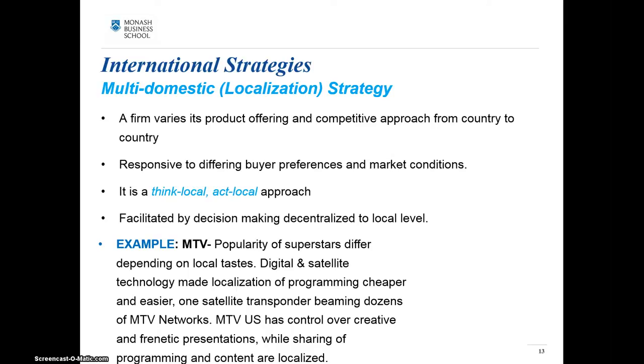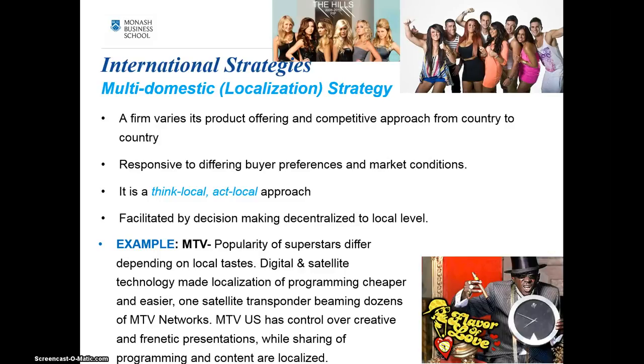Now, a good company example here of a firm that employs a multi-domestic strategy is MTV. So what we tend to find is that with our friends at MTV at least, certainly the US, it is an American company, and MTV in the US does have most of the control over the creative and frenetic presentations that we see across MTV. But the sharing of the programming and the content, the programs that are actually shown from one country to another, tend to be quite localized. There isn't a consistency across every single country in which MTV operates.